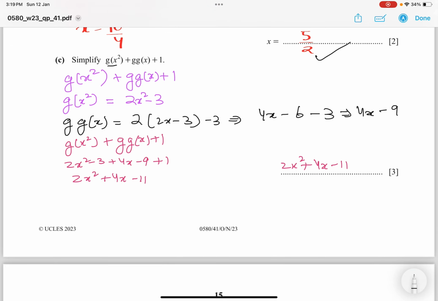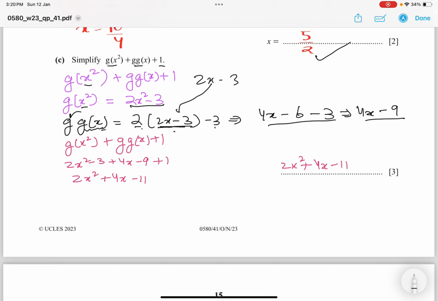Simplify g(x) square plus g(g(x)) plus 1. So let us do that. We will replace g(x) square first. g(x) square equals 2x square minus 3. Now g(g(x)) equals 2 into 2x minus 3. What are we doing here? We are putting g(x) into g. That is 2x minus 3 into 2x minus 3. So instead of x, we are putting 2x minus 3. It would be 2 into (2x minus 3) minus 3. That would result in 4x minus 9.